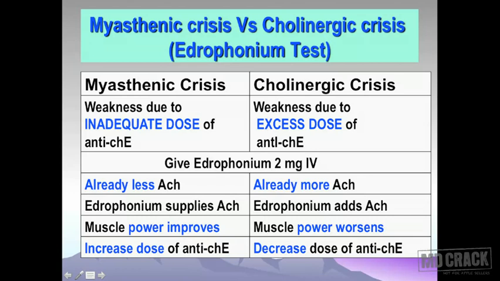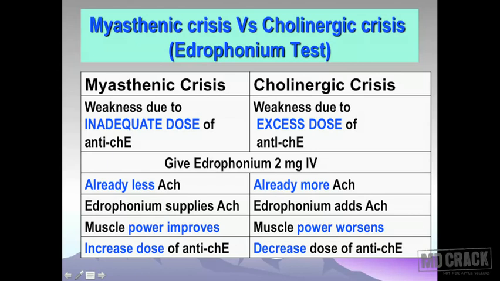So you give edrophonium to this patient in the dose of 2 milligrams intravenous, and if there's already more acetylcholine, edrophonium is going to add to this acetylcholine, so it will be still more acetylcholine, and this is going to lead to worsening of the muscle power and the patient will appear more weak. If the muscle power worsens, it proves that the patient probably already had more acetylcholine, edrophonium added to it, and that's why the patient got muscle weakness. It proves that this patient was receiving probably an excess dose of anti-cholinesterase agent. So the approach to manage this will be to decrease the dose of anti-cholinesterase agent.